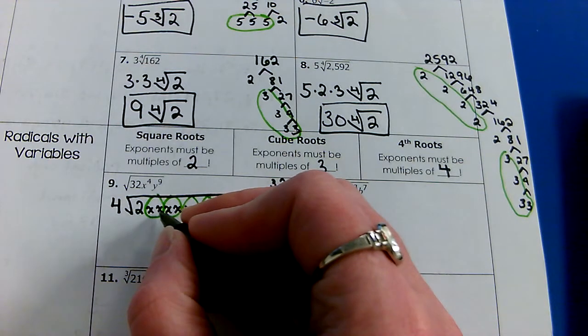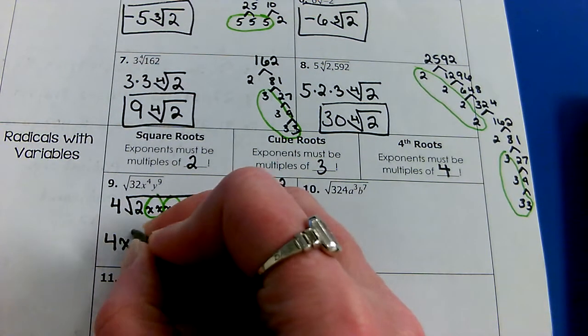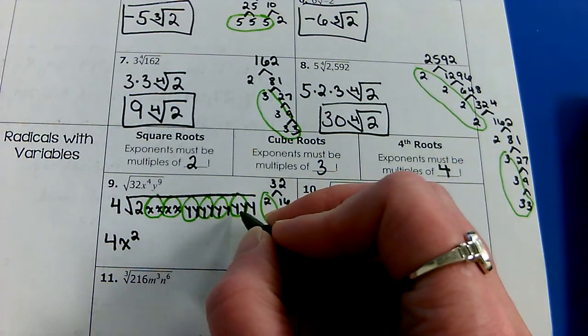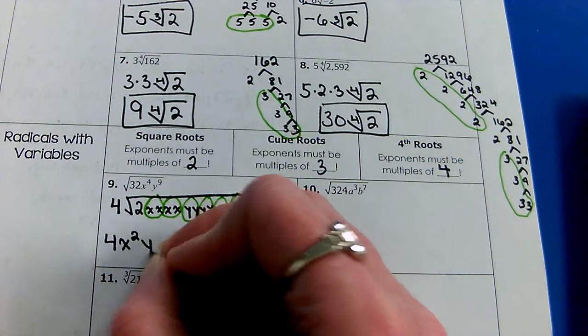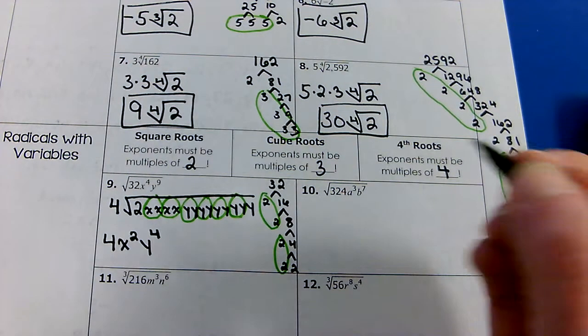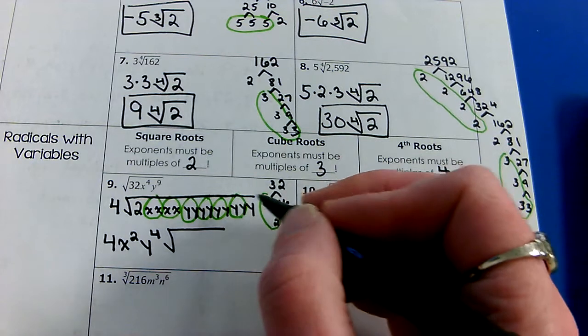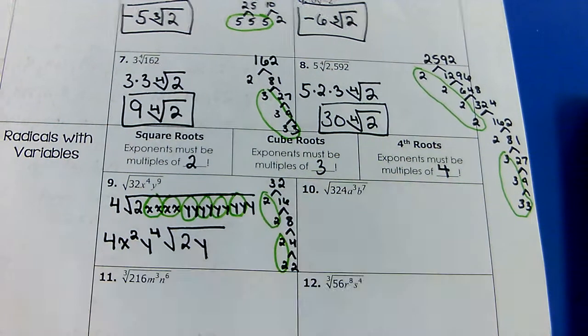So when I take out an x and an x, x times x is x squared. Out of the y's, I get a y, y, y, y. So that's y to the 4th. Gets to come out. What is left under that hasn't been paired up? Well, there's a 2 and a y.